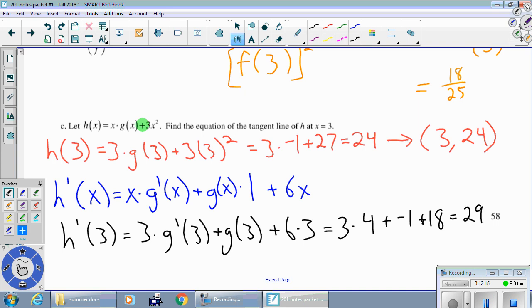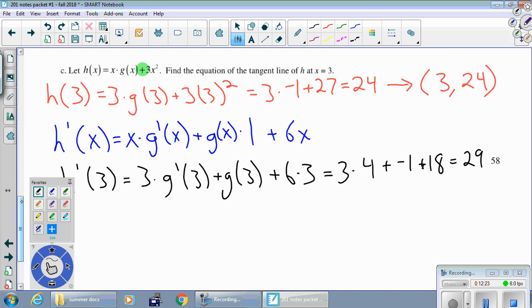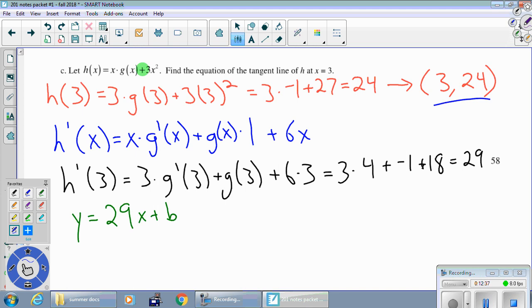Is that right? So 29 is the slope of our tangent line. And so now we just have to do our mx plus b thing to finish. So the equation of the tangent line, y equals, it's supposed to be mx plus b. We just found that m is 29. In order to find the b, we're going to plug in the coordinates of the point. It's up here in red.